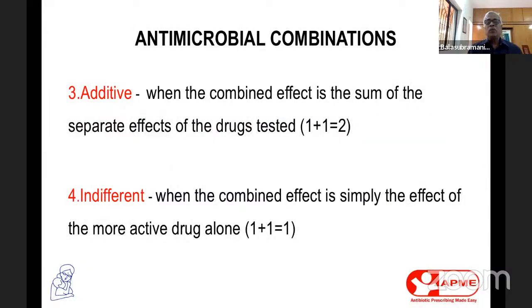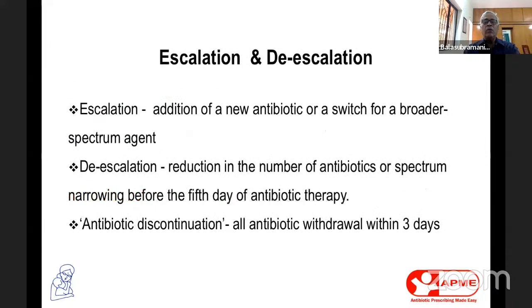Additive, where 1 + 1 is only 2. It is not going to become 3. Typical example is your ampicillin and cloxacillin. It's only additive. It's not synergism. Indifferent, where the combined effect is simply the effect of the more active drug alone. Typical example, enteric fever, cefixime plus azithromycin, cefixime plus gatifloxacin, cefixime plus ofloxacin, ofloxacin plus azithromycin. They are no better than the single drug. So these are some of the antimicrobial combinations.